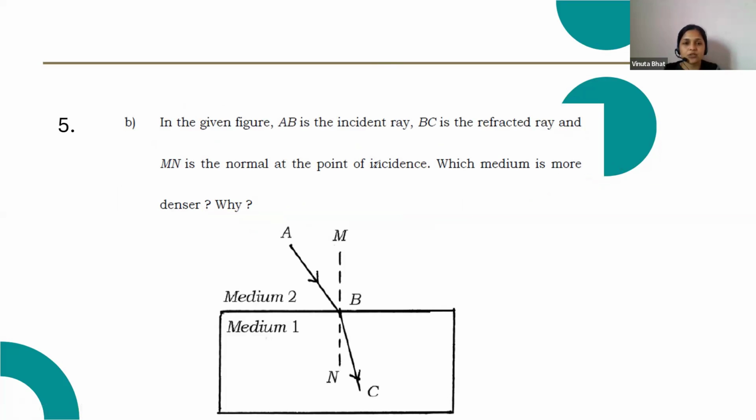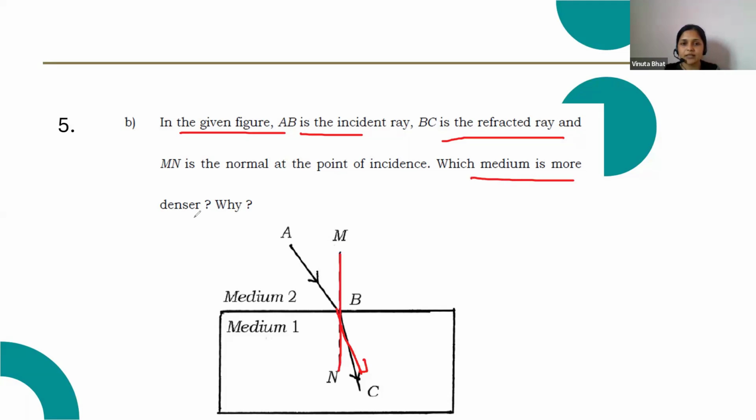Observe the given question. Read the question properly. In the given figure, AB is the incident ray. This is the incident ray, AB. BC is the refracted ray. So this BC is the refracted ray, and MN is the normal at the point of incidence.